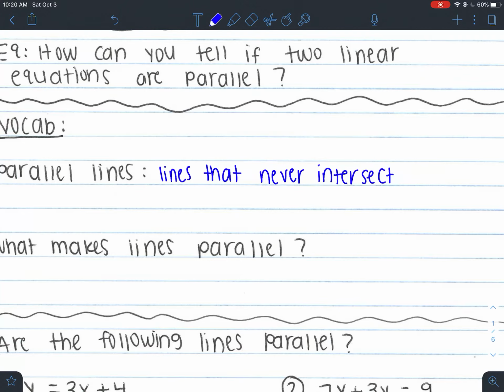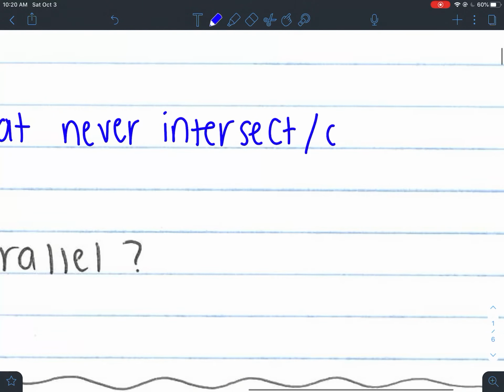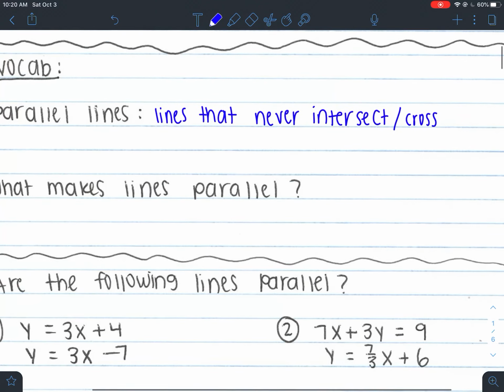Now when we get to Unit 5, that's going to be actually an important topic for us, when lines never intersect. And you can also say that they never cross as well. So they never cross and they never intersect each other. Okay?